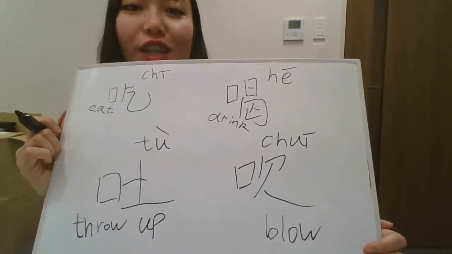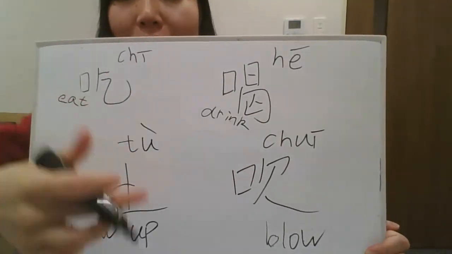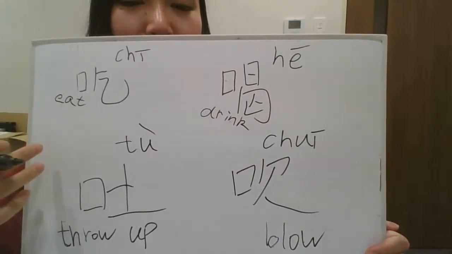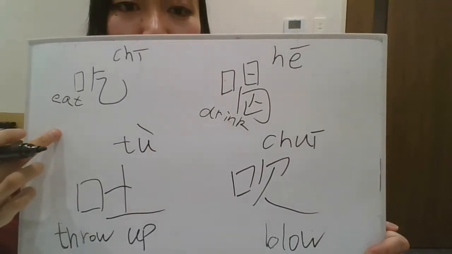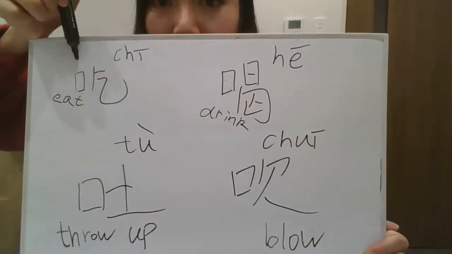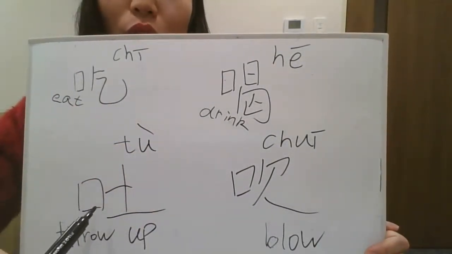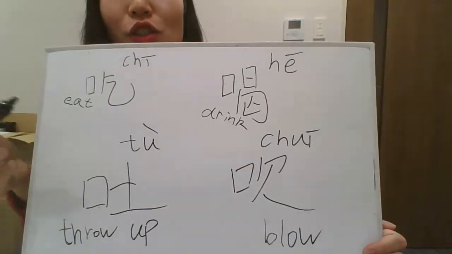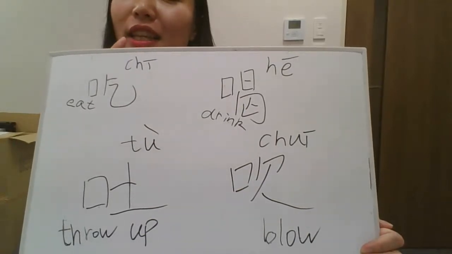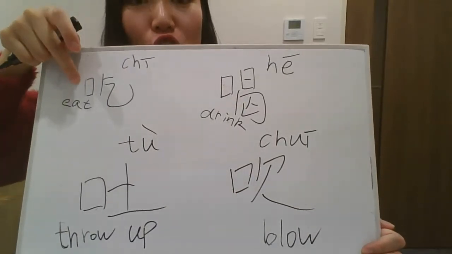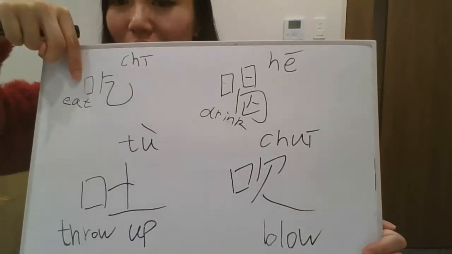Yeah, 吹 is also. So why do I give you these four Chinese characters here? Because each character has a similar part. What is the similar part? It's this part, the left part. See, the left part means mouth. So you do all these verbs using your mouth. So when you eat something, you use your mouth. So 吃 means eat.